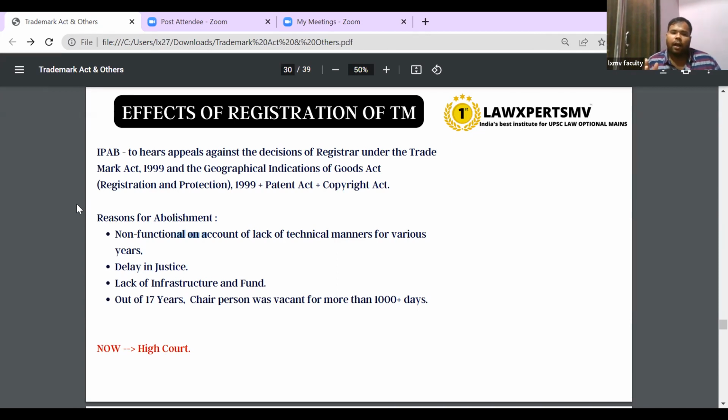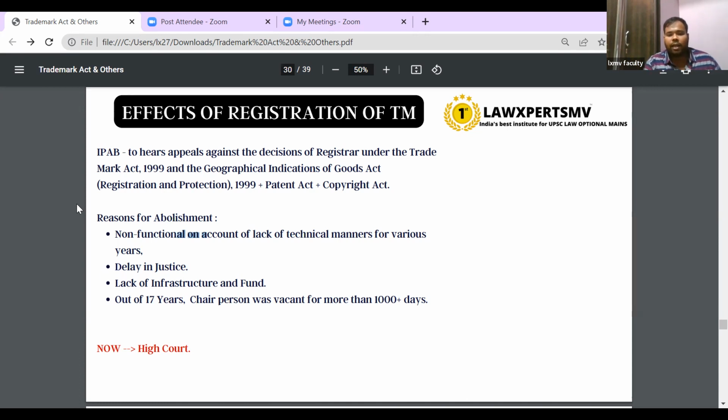That is another thing. And this IPAB was actually based in Chennai earlier. Before this particular tribunal was abolished, it was in Chennai only. If you go and see that IPAB, you will understand that the infrastructure or the funding aspect to the IPAB was not properly given by the central government. So this resulted in understaffing and many other issues. Therefore, the IPAB was not functioning well due to these reasons.